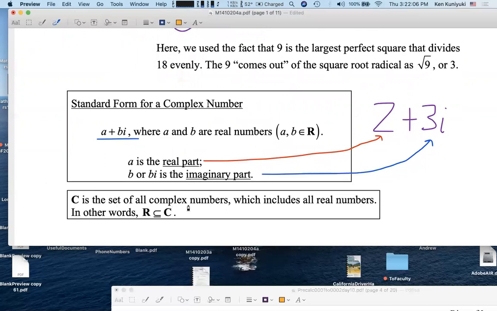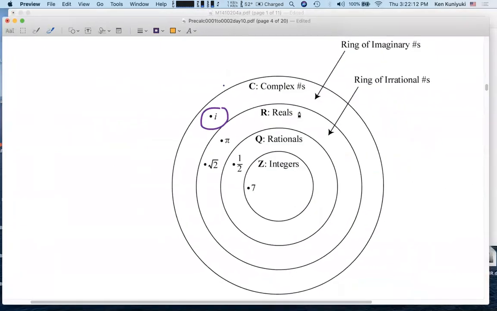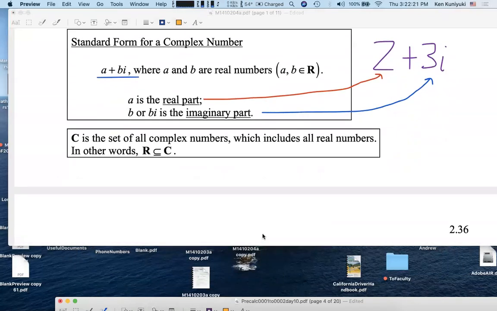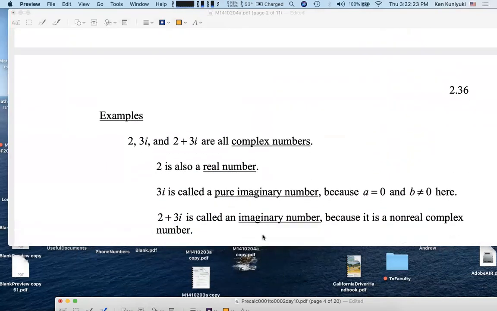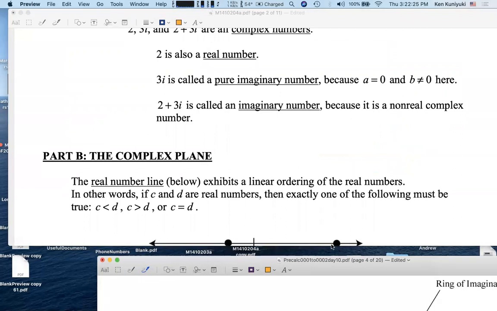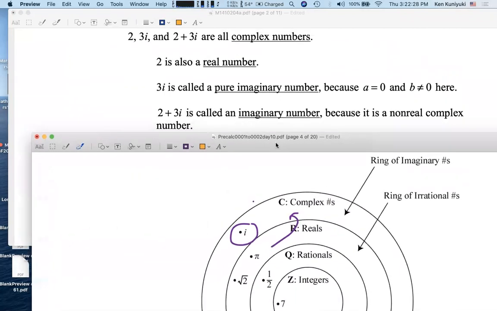Again, C is the set of all complex numbers, and every real number is a complex number. R is a subset of C. Every real number is also a complex number. So even numbers like 7 or 0 are also complex numbers. So all of these are complex numbers.